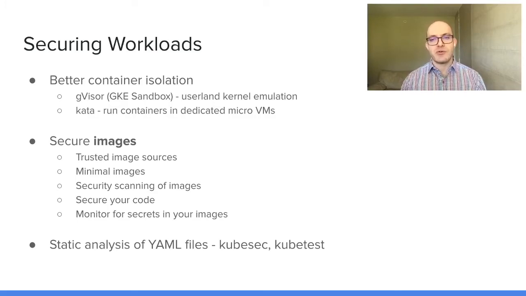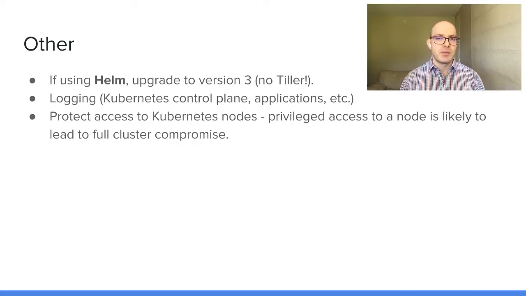When it comes to securing your images, manage your supply chain risk by using trusted image sources. Reduce your attack surface through minimal images. Identify vulnerabilities before your attackers do by doing security scans of your images. And also, secure your applications. You may also consider security linters for your Kubernetes deployment YAML files that can alert you of common security misconfigurations.